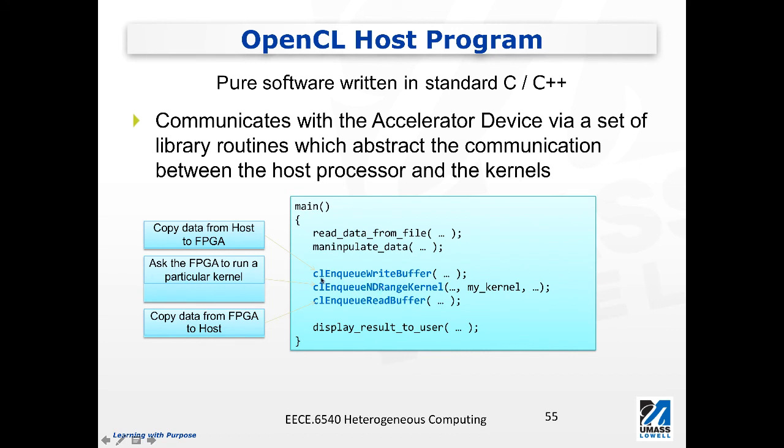Now, we mentioned earlier that we have this clEnqueueWriteBuffer. This is typically used to copy data from the host to the FPGAs. And on the other hand, we have this clEnqueueReadBuffer to copy data, the results, from the FPGA back to the host. And this clEnqueueNDRangeKernel is where we ask the FPGA to run the kernel, and also we define how many kernels we want to be executed.